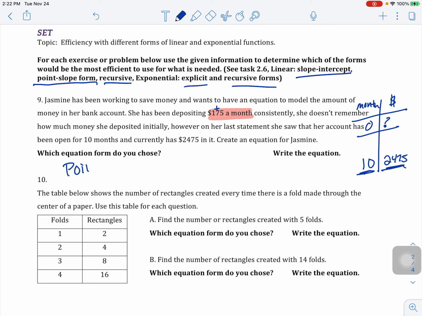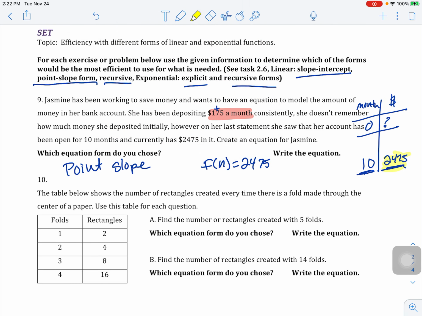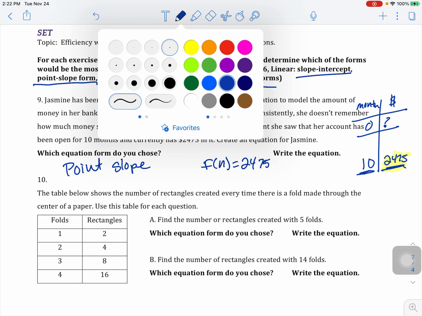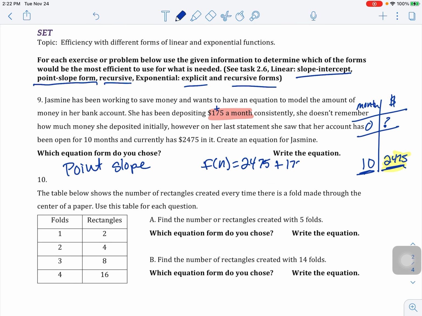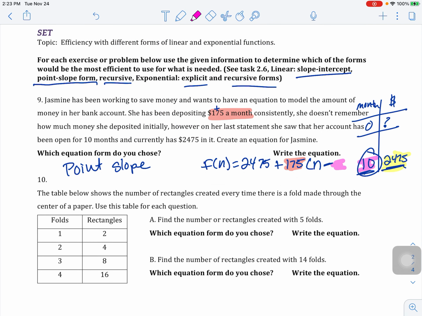I would use point-slope. It's great when your equations don't start at 0. And so I would say what we know the output is 2,475. That's my starting output. And we know the action is to add 175, because that's how much she's doing consistently. And then per month, and then I'm going to minus the starting input, which the starting input on this one is 10.